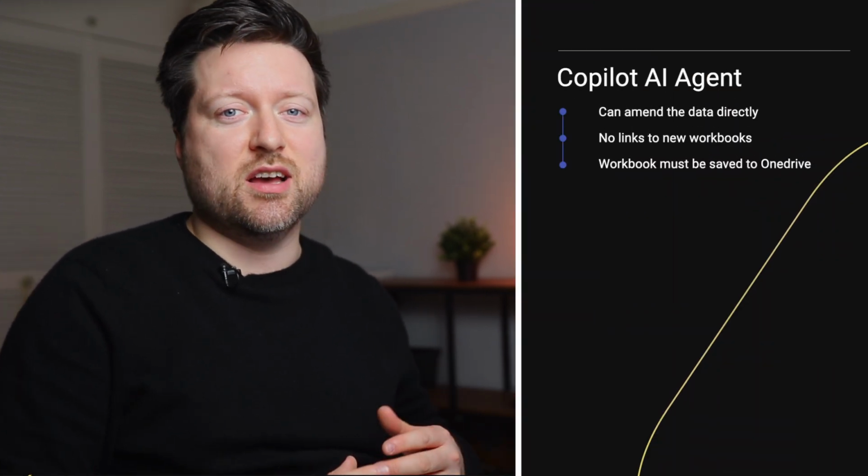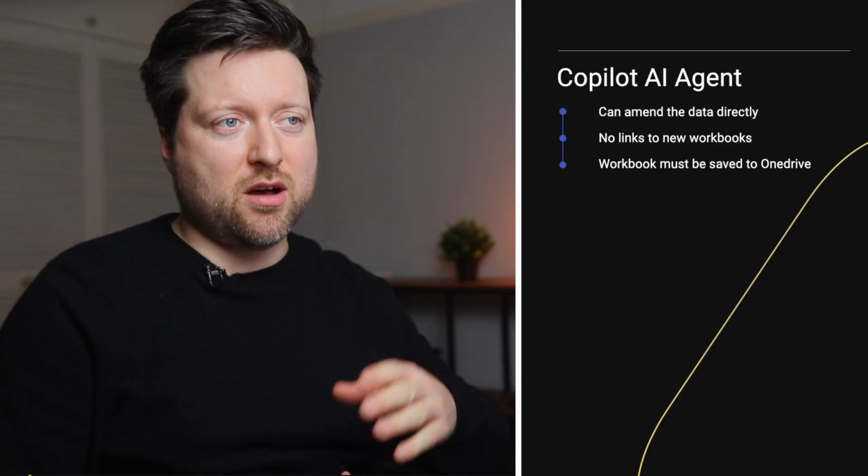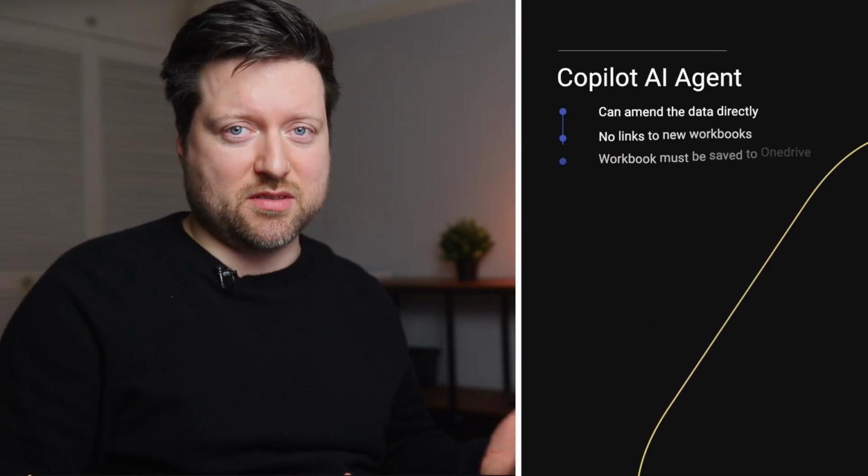Instead of the limitations that the chat function had, the Copilot AI agent can now make changes directly to the data without having to return tables in the chat bar or links to extra workbooks and things like that. This is what I think is going to make things so much easier and really reduce the time it takes to do all your regular tasks with anything Excel related. So again, it's super easy to access and is available in the personal plan that you pay £8.50 for.